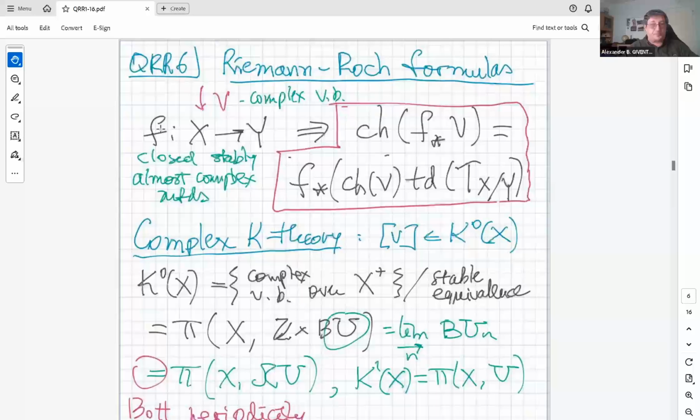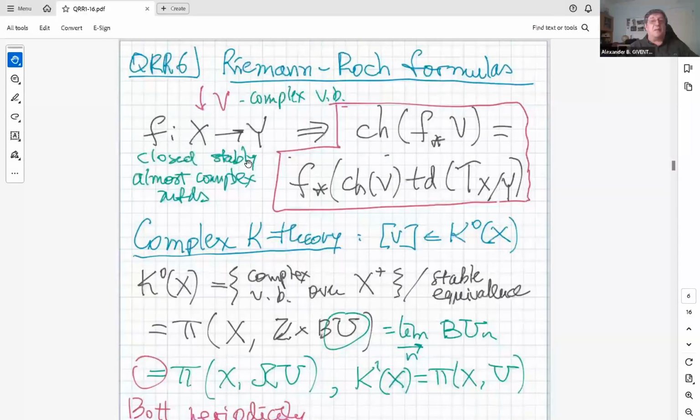Let me start with not the quantum yet, but the classical ones. And let's start with a purely topological account of that. So here is the formula itself, but we need to understand what the ingredients are. What we have here is two closed manifolds, X and Y, and a map f between them.